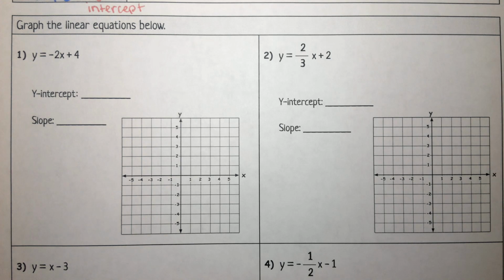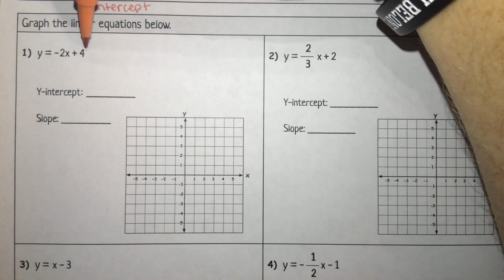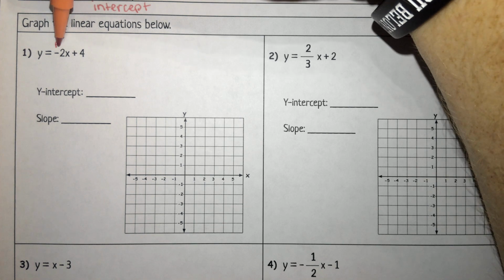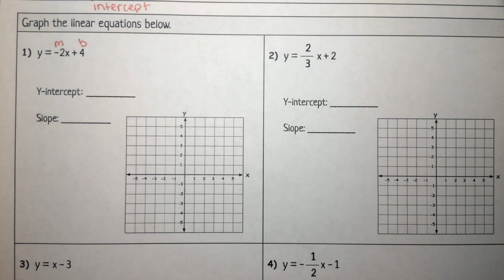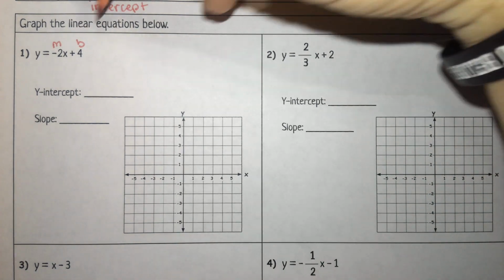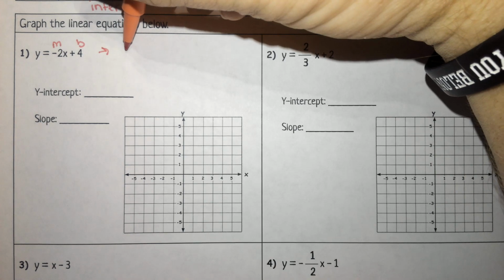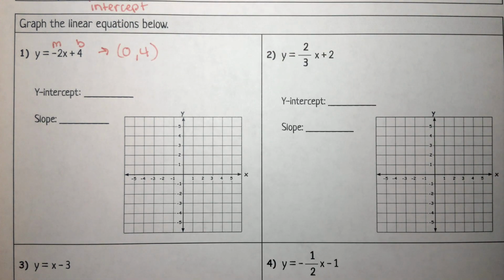So the first one, I want to graph the linear equations below. So for some people, I know it helps to label things. So you can always go through these equations. y = , here's m, and here's b. Okay. Now, I always teach that you begin with b. So b is your y-intercept, so I'm going to do (0, 4). So that's the first point that I need to graph.